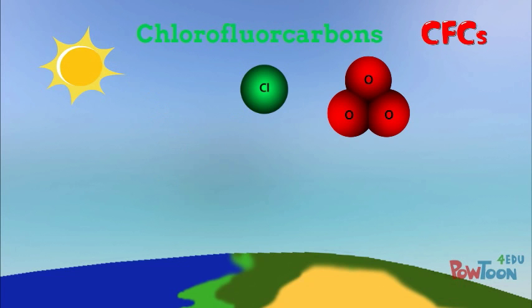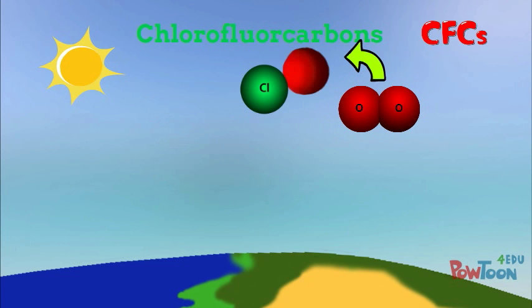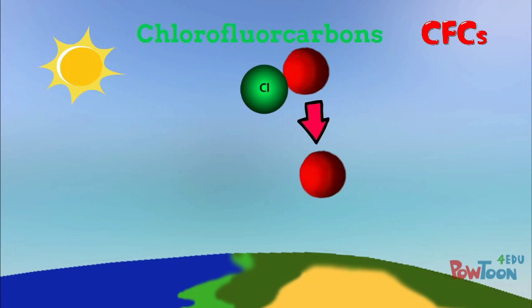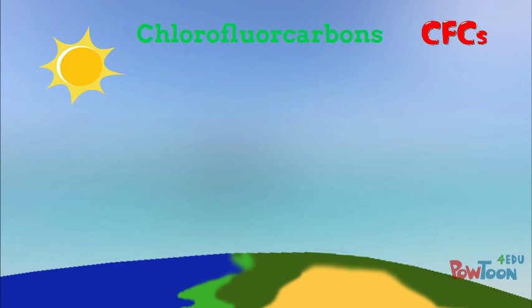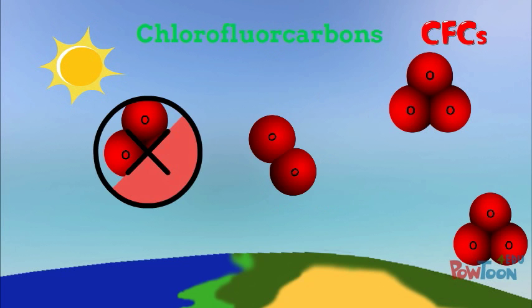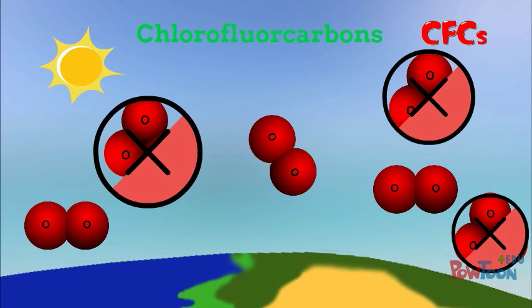Once free, the chlorine atom steals an oxygen atom from the ozone molecule to make chlorine monoxide. Other free oxygen atoms then steal the oxygen atom back off the chlorine monoxide molecule and release the chlorine atom, which is then free to steal more oxygen atoms from other ozone molecules. This process creates more oxygen molecules and depletes the number of ozone molecules in the stratosphere.